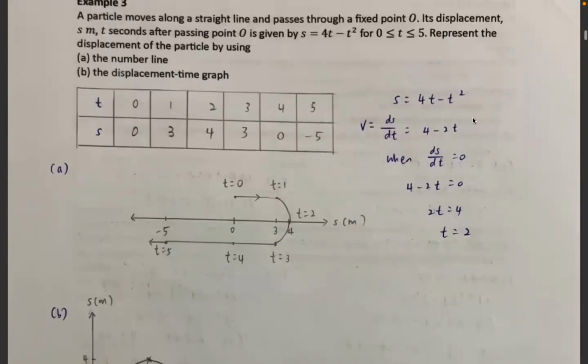We can do differentiation, let it be 0, and find the value of t. So this is s equals 4t minus t squared. We differentiate and have 4 minus 2t. Then we let it be 0: 4 minus 2t equals 0. We have t equals 2. By doing so, you are sure that when t equals 2, you have your maximum value 4.